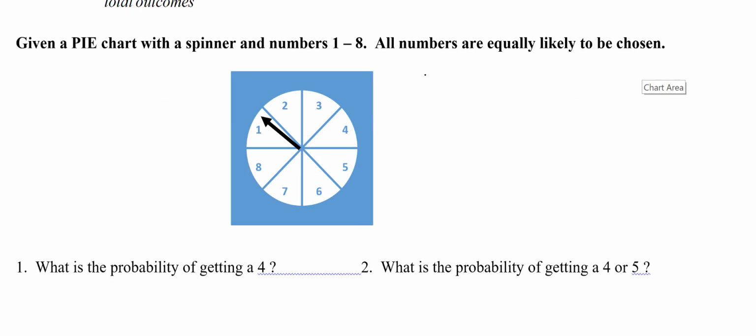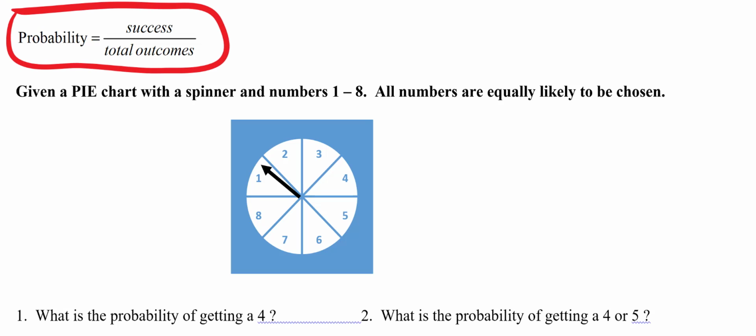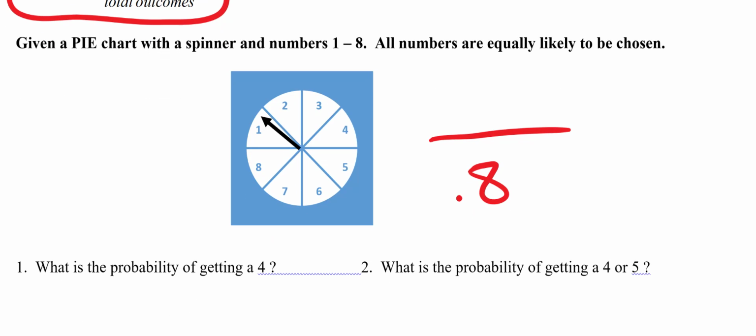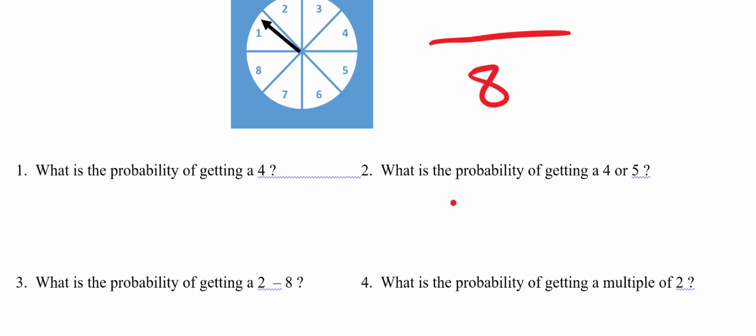And the question is, what is the probability? I'm going to ask you a bunch of questions on this. So remember what I told you, going back to this top part here, probability is success over total outcomes. So the total outcome is basically over 8. You just need to know that. It's all over 8 because there are 8 numbers to choose from here. Okay? All right, so let's look at some of these questions.